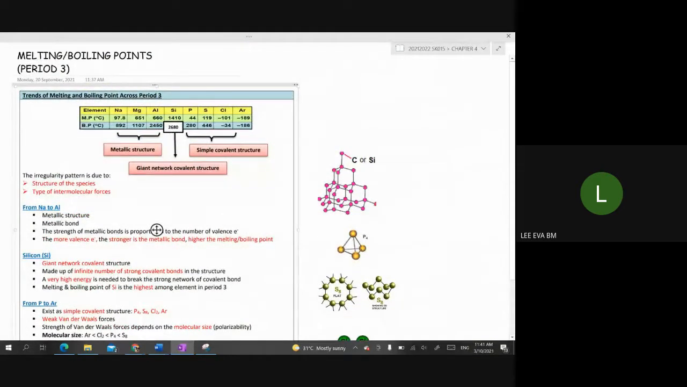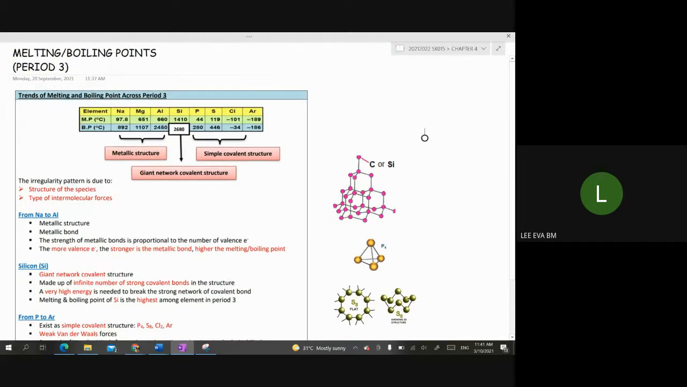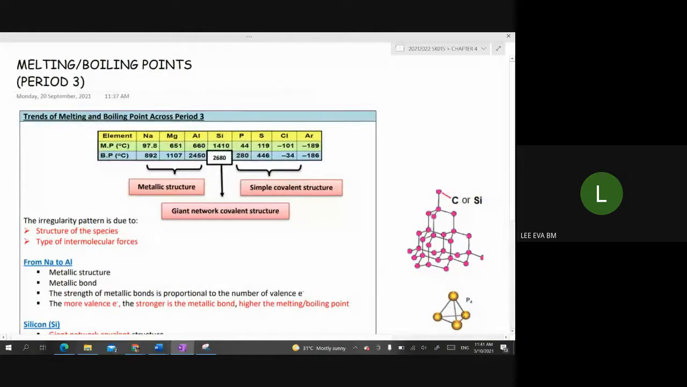So just now we talked about the metallic bond. Now we want to see overall for the elements in period 3. Do you still remember period 3? In chapter 3 we talked quite a lot about period 3. Do you still remember the elements in period 3?